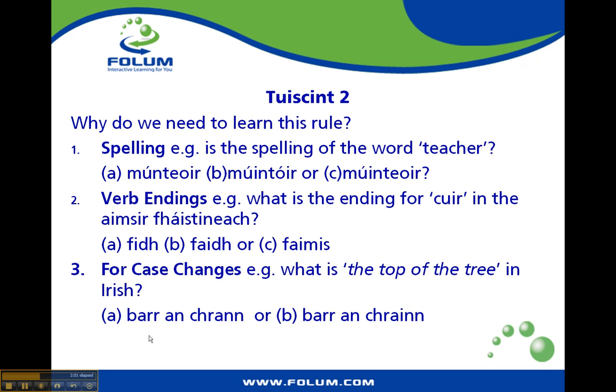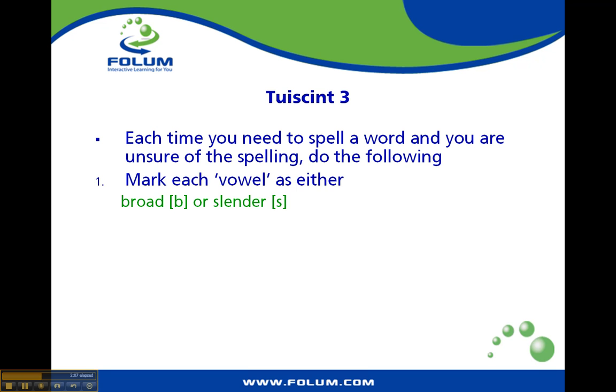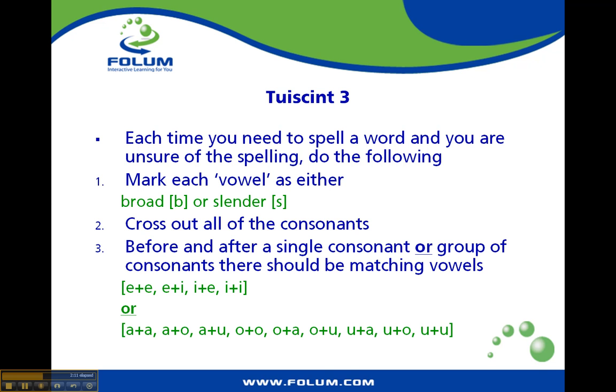Each time you need to spell a word, or you're unsure of the spelling, do the following. Mark each vowel as either broad or slender, cross out all of the consonants, and the final step, and that looks complicated there, but it's not actually that difficult: before and after a single consonant or group of consonants, there should be matching vowels. So E should be with E, or I with I. This is something that will make perfect sense in a few moments.